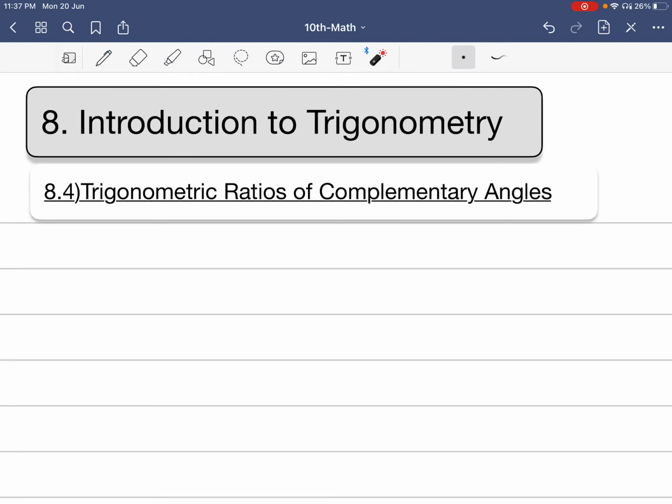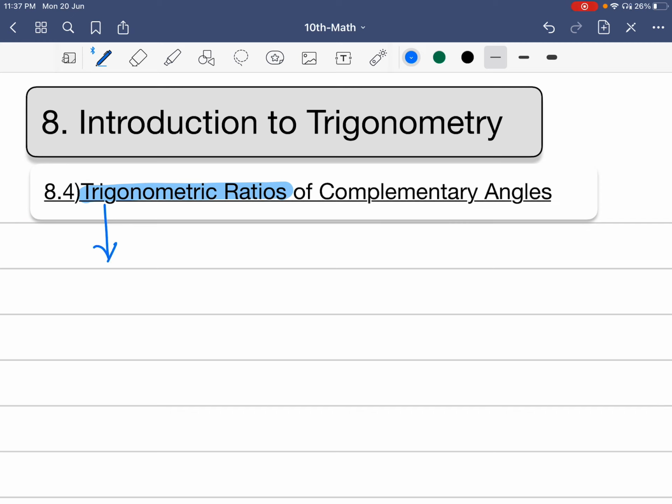So in this video, we are going to see an important concept from chapter number 8, Introduction to Trigonometry. We are going to discuss trigonometric ratios of complementary angles. Now, first of all, let's understand what trigonometric ratios are. Just for the sake of revision, we know what trigonometric ratios are.